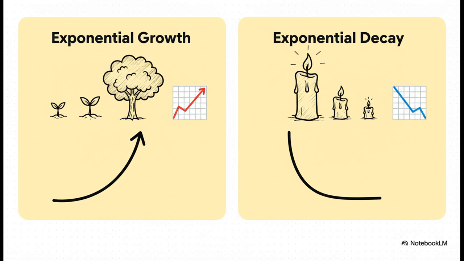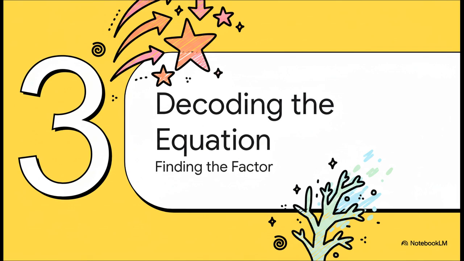If b is any number bigger than 1, we call it a growth factor, and our function climbs. If b is a number between 0 and 1, like a fraction or a decimal, we call it a decay factor, and the function falls. It really is that straightforward. All right, we've got the core rule down. Now let's learn how to actually spot these factors in a real equation. It's time to put on our equation detective hats.